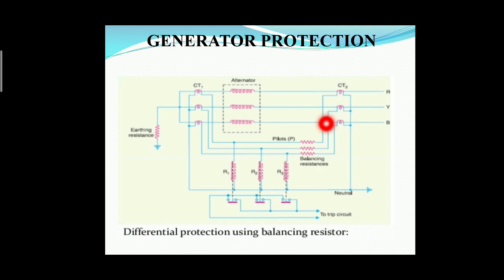In some cases, the CTs are different. Then in that case, we are adjusting these balancing resistors. At balanced condition, both the CTs will be equal. In some cases, both the CTs will not be equal. In that case, we are adjusting the resistance by using these balancing resistors. That's why in differential protection, balancing resistors are used.